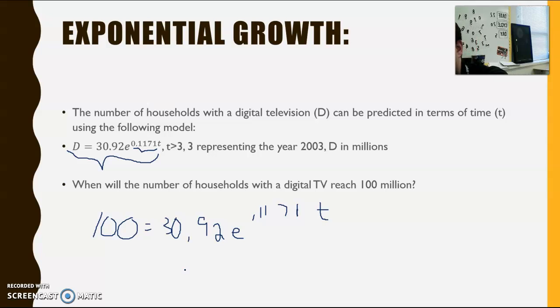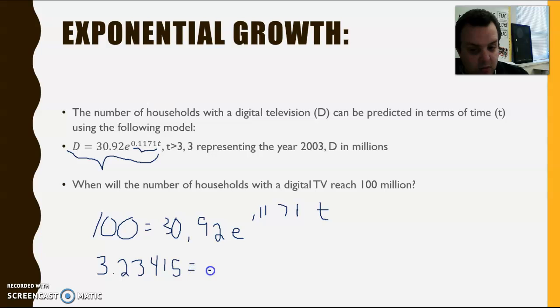I have my calculator with me. So we'll do 100 divided by 30.92, and I got 3.23415. I'm going to include a bunch of decimal places. The more decimal places I include, the less rounding error I will have. So feel free to include as many as you want. We're then going to get rid of this e, we'll take the natural log of each side.